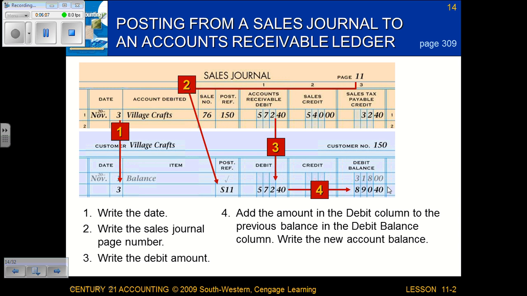You can double check that in your mind by thinking, okay, Village Crafts owed us $318. Then they came in and charged some more stuff to us. Do they owe us more or do they owe us less? Well, they owe us more money, so we, of course, had to add that.